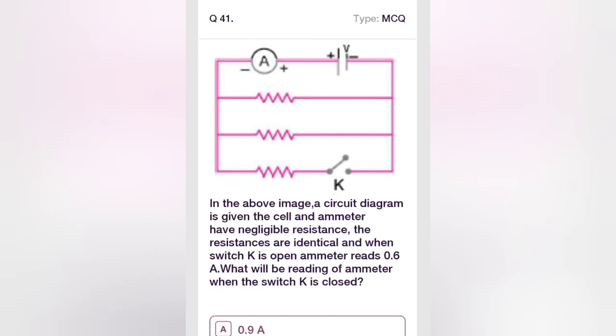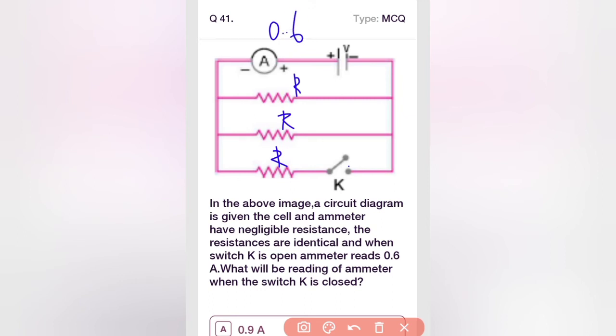In the above circuit diagram, the cell and ammeter have negligible resistance. The resistances are identical, and when switch K is open, the ammeter reads 0.6 amps. What will be the reading of the ammeter when switch K is closed? See, they have given that this resistance is R and this resistance is R. They are identical. Even this resistance is also R. And when it is open, the ammeter is showing a reading of 0.6 amps.